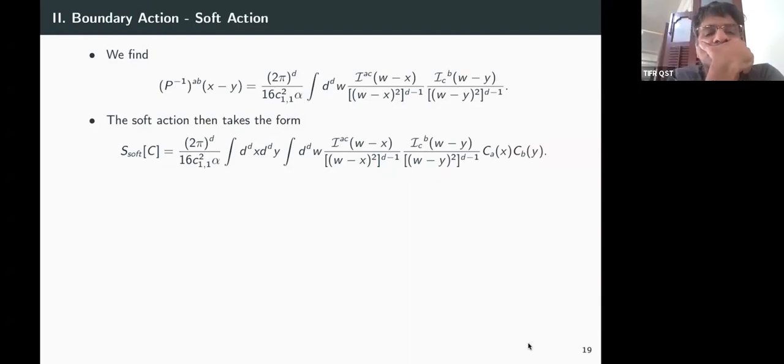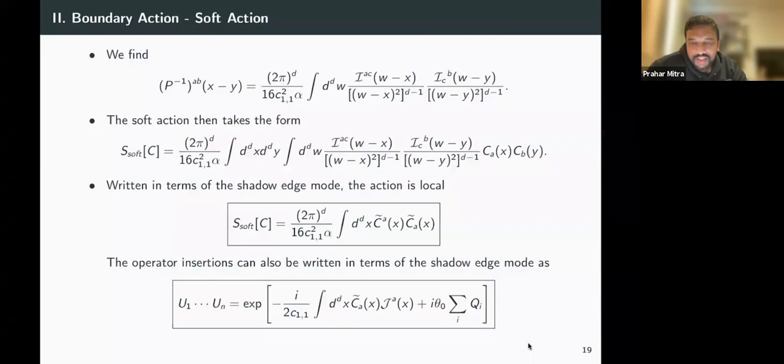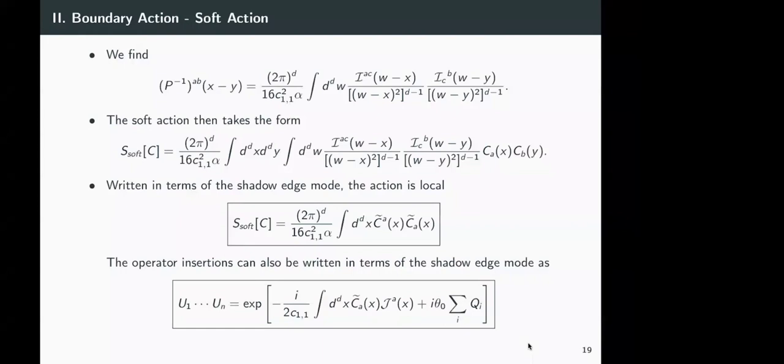But here's the cool thing. Here's another way of writing that same action. If I write it in terms of the shadow transform of C, it's local. This I have absolutely no intuition for. I have no idea why, but it seems this is just true as a mathematical fact. So this immediately suggests a very interesting, in my opinion, conjecture that the boundary theory is a local theory of the shadow transformed operators. Okay, I think that's cool.